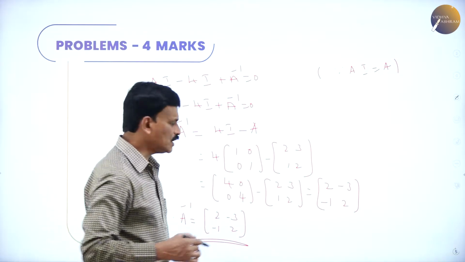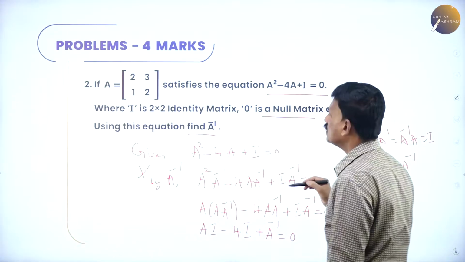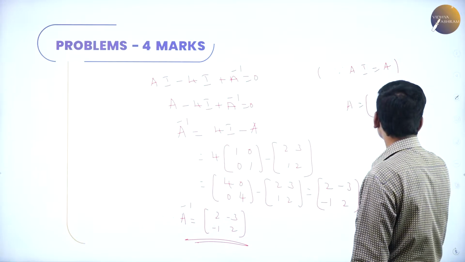That's it. Okay, see here, what is the matrix given? A is equal to 2, 3, 1, 2.